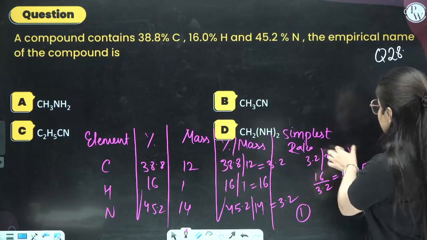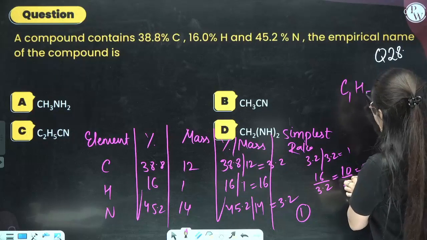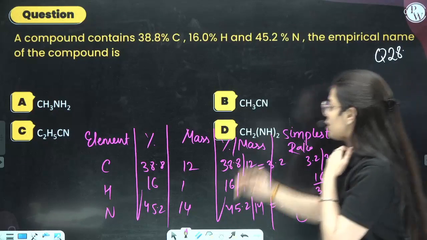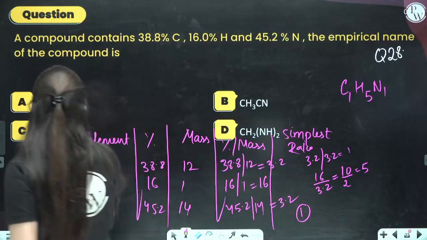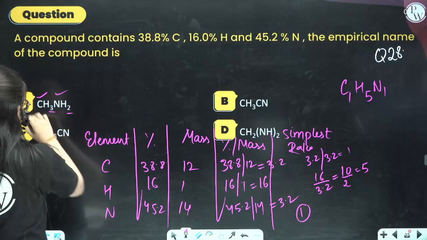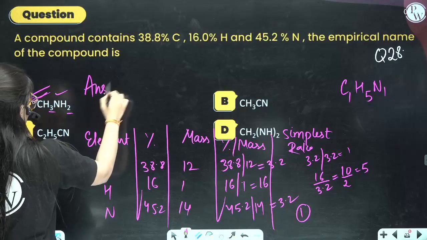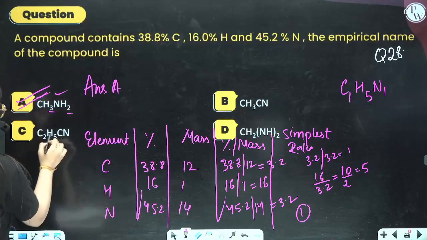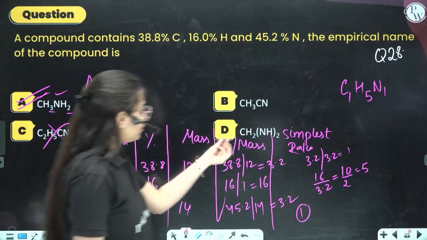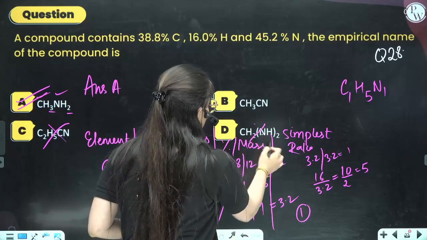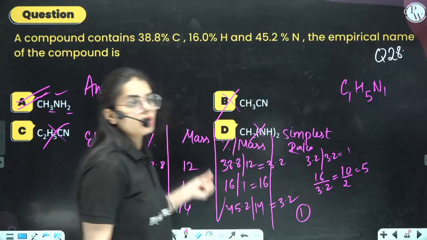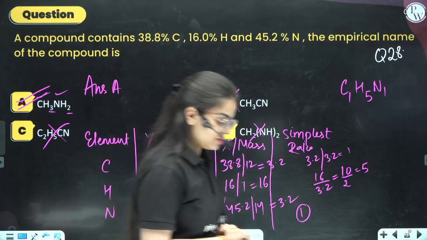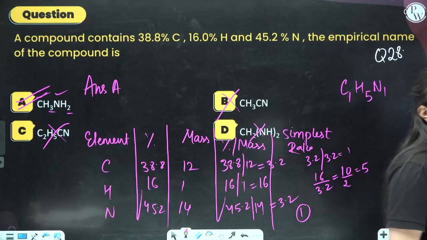Now see. C is 1. H is 5. And N is 1. So now check everyone. C is 1. H is 3 plus 2, 5. N is 1. Option number A is our correct answer. If you check the C option, there are C3, so this is wrong. Here N is 2, so this is wrong. Here you see C is 2, so this is wrong. So option number A is our correct answer.